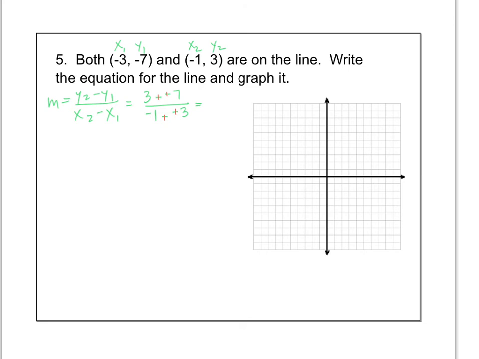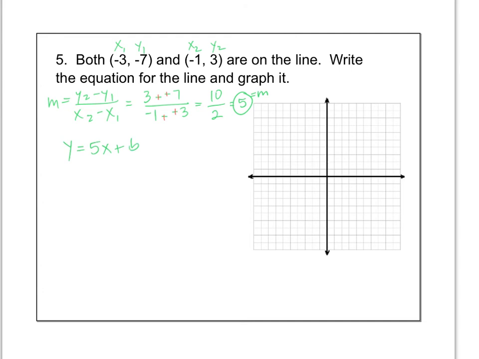So let's see, I think we end up with 10 over 2. You can do the math on that. Use your calculator. Negative 1 plus 3, I think you get 2. This reduces to 5, and 5 will be our slope. So we know our equation is going to be y equals 5x plus b. Now we have to find the b.